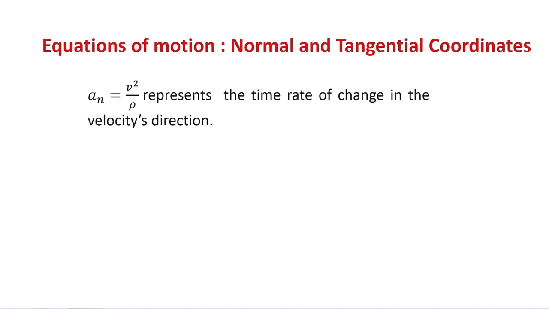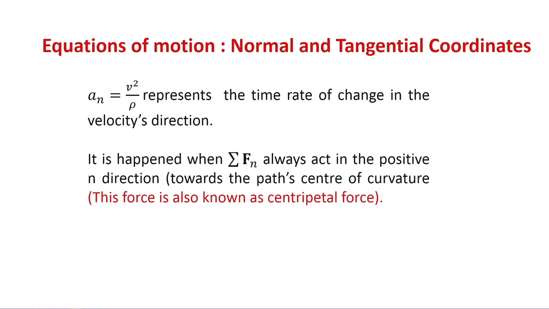Another concept: the acceleration in the normal direction, we now know, is v square by rho. Rho is the radius of curvature. So, it represents the time rate change in the velocity's direction. Now, this happens when summation of F_n always acts in the positive n direction, towards the path's center of curvature, and this force is known as centripetal force, directed towards the center.